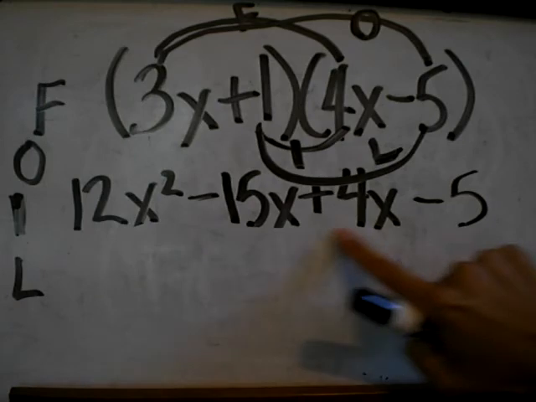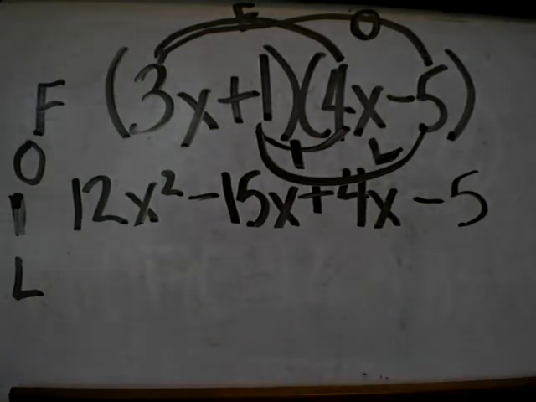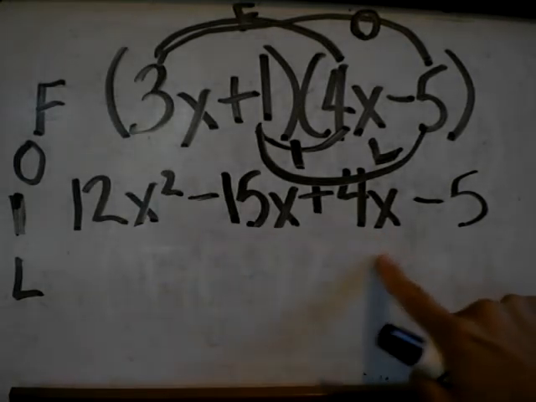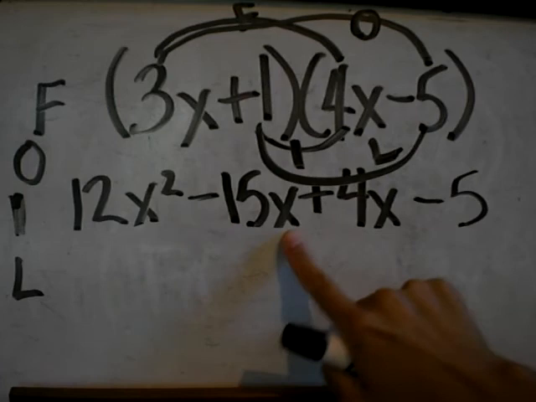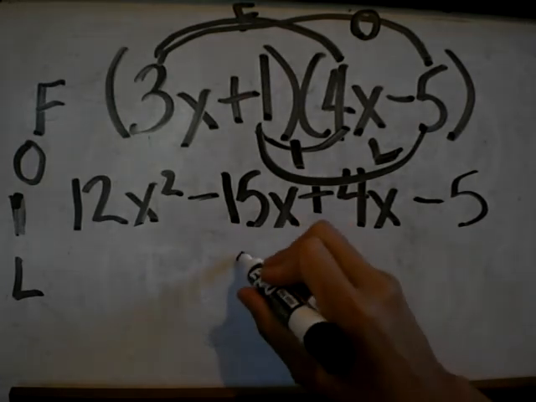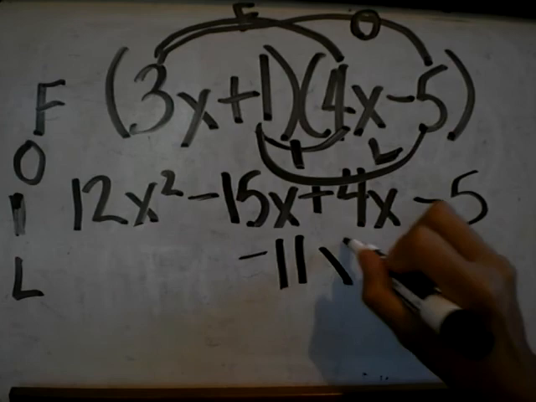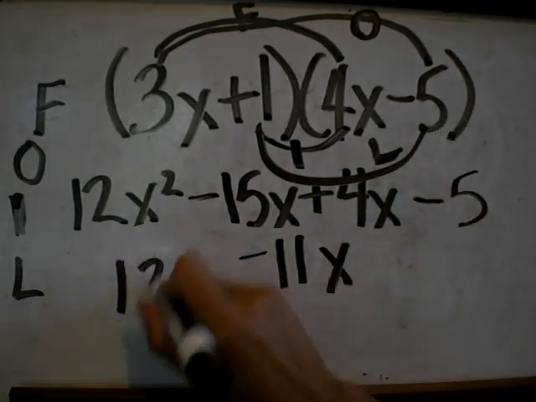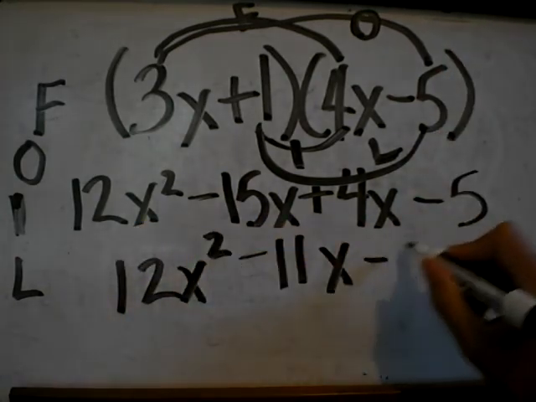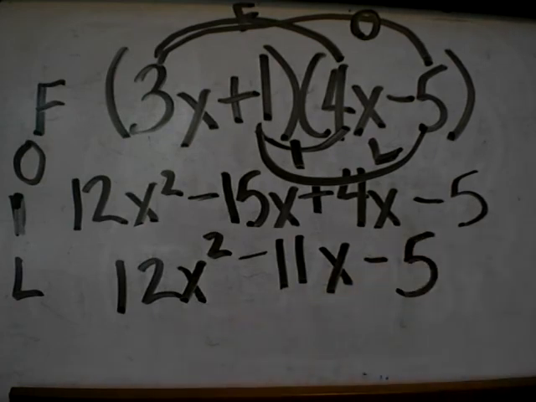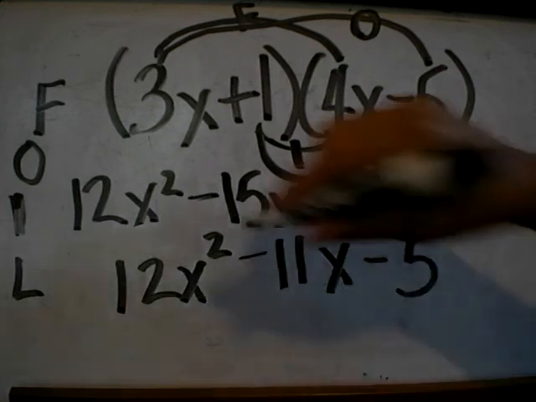Now this is what we're working with so far. And just by looking at it, I can tell we can combine like terms. Negative 15x plus 4x is negative 11x. Then I'm going to bring everything else down. And we've got 12x to the second minus 11x minus 5, and there you go. That's how you FOIL two binomials.